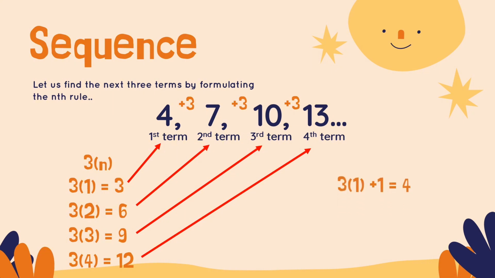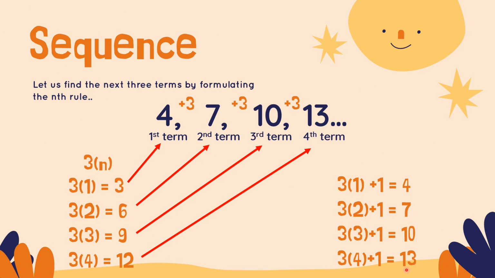How about we add 1 to each number? So 3 times 1 plus 1 equals 4. 3 times 2 plus 1 equals 7. 3 times 3 plus 1 equals 10. 3 times 4 plus 1 equals 13. Now, it is the same as our terms, right? 4, 4, 7, 7, 10, 10, 13, 13.